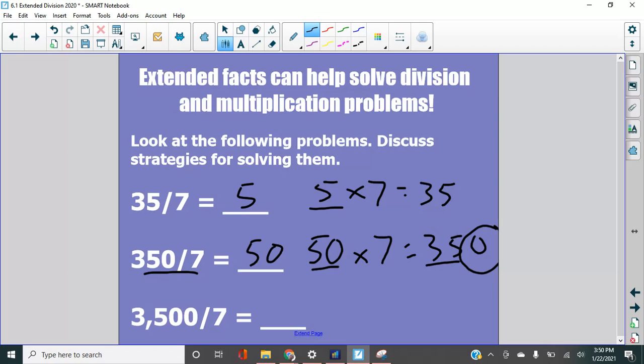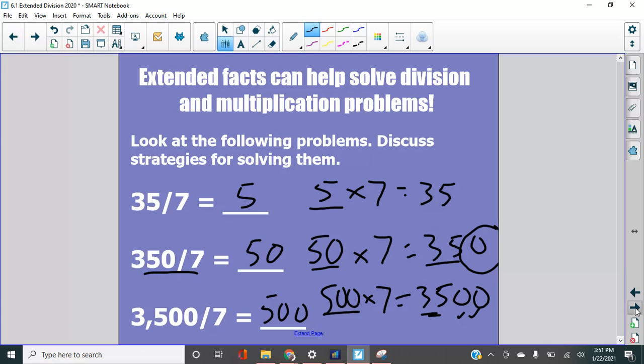You're probably predicting what the next one will be. Something times 7 equals 3,500. So there's the fact: 5 times 7 equals 35. I see 2 zeros, and so I need 2 zeros here. 500. See how it works? Right? All right. What's something here that you see on the screen that you want to remember later?